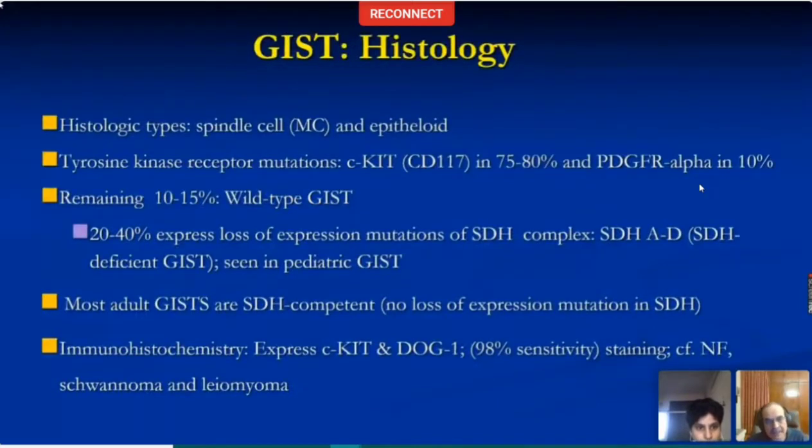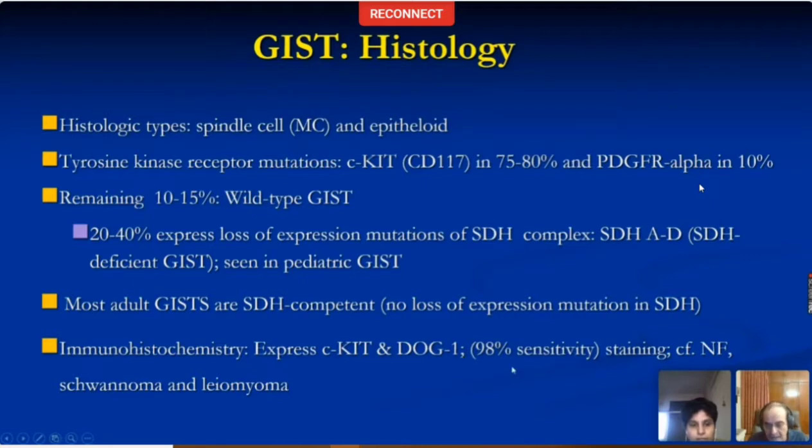Okay, now let's talk a little about gastrointestinal stromal tumors. We all know that these tumors express the c-KIT mutation, which is also known as CD117, or they may express the PDGFR alpha mutation in 10%. It's important to know a little bit about the genomics of gastrointestinal stromal tumors. Those which do not express these mutations form about 10 to 15% and are now referred to as the wild type of GIST. Okay, so c-KIT and CD117 is a reliable immunohistochemistry marker for gastrointestinal stromal tumors, and the other very useful marker is DOG1.